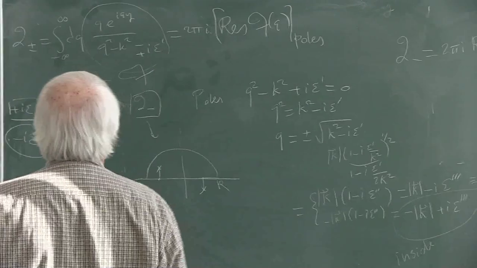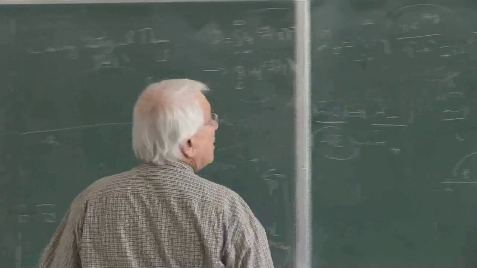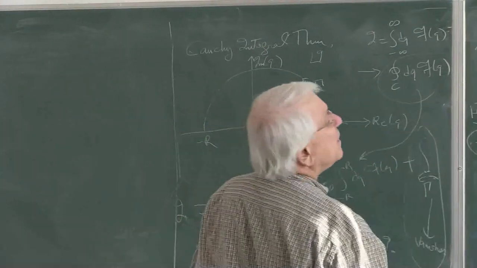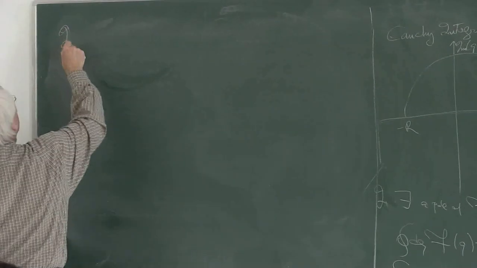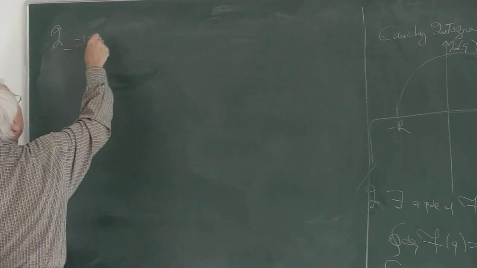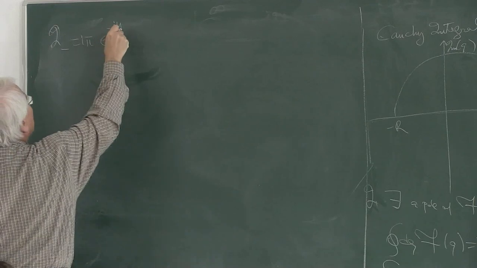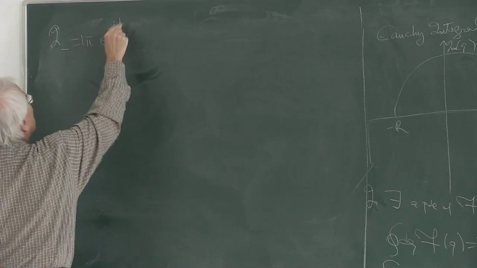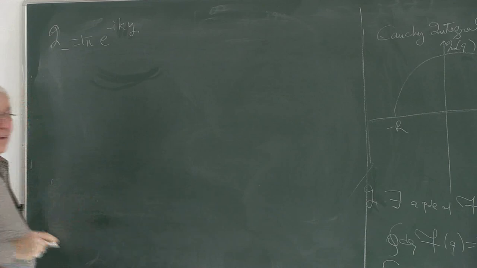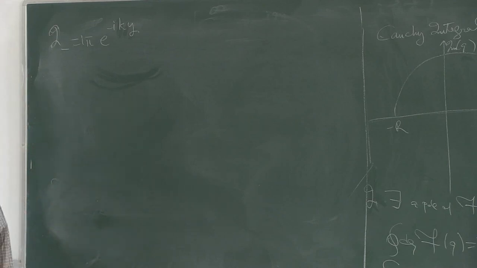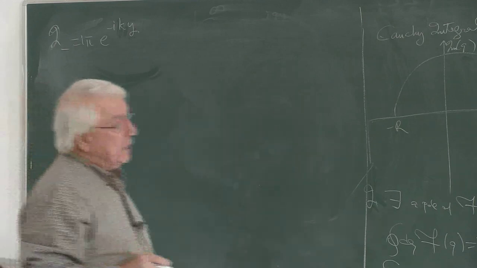So let me copy, first of all, my result. I minus is I pi times e to the minus ikY. Remember y is x minus x prime, so it's the magnitude of x minus x prime if you want.